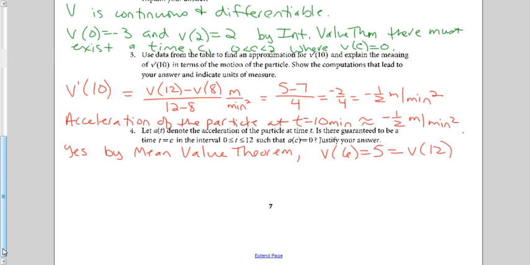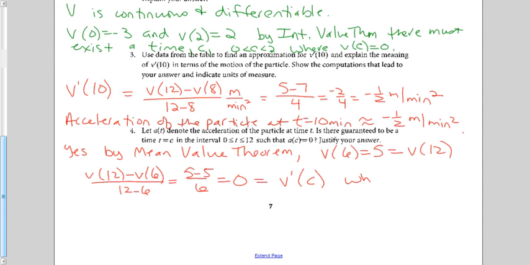Now let's find our slope there, which means my slope, which is v of 12 minus v of 6 over 12 minus 6, which is 5 minus 5 divided by 6, which is 0, should be equal to v prime of c, where c has to be between 12 and 6. So that's our mean value theorem. So we know that there's a c that exists that meets this condition. So therefore, yes, my a, which is my v prime, will be equal to 0.